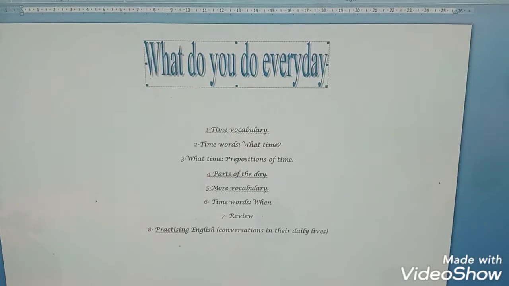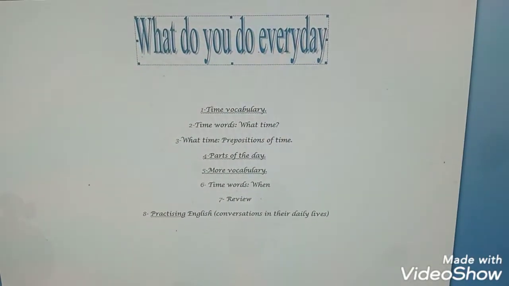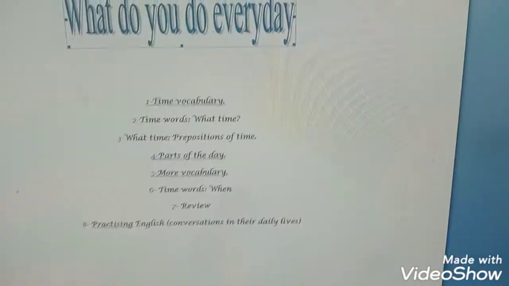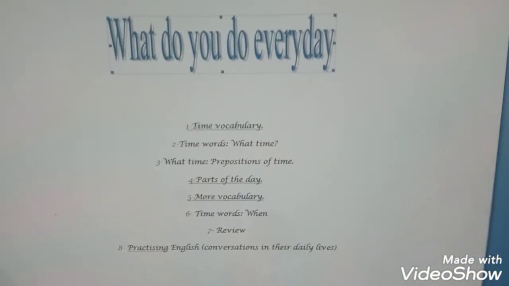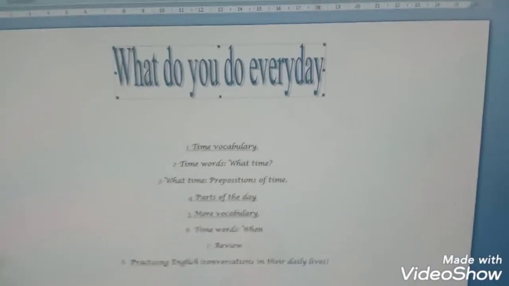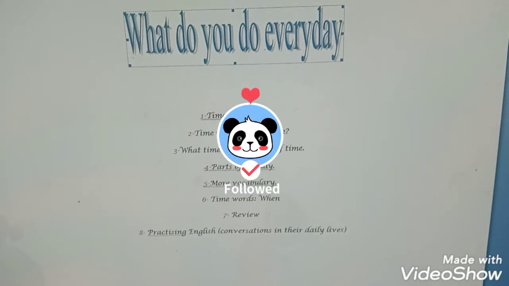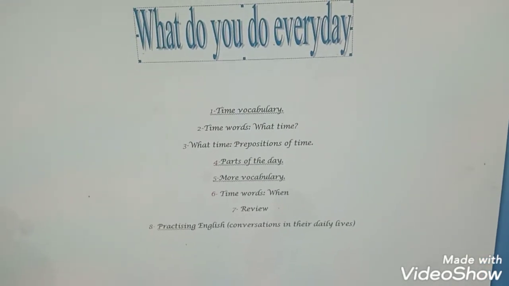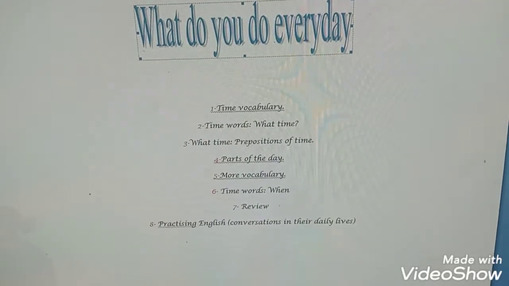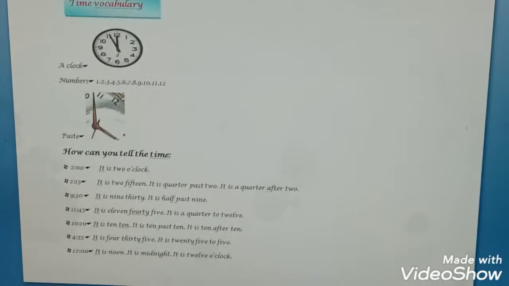So we have a program to follow, عندنا برنامج تتبعوه. The first one is time vocabulary. 2, time words, what time. 3, what time, prepositions of time. 4, parts of the day. 5, more vocabulary. 6, time words, when, متى. 7, review, and the last lesson, practicing English in your daily life. We start with time vocabulary.